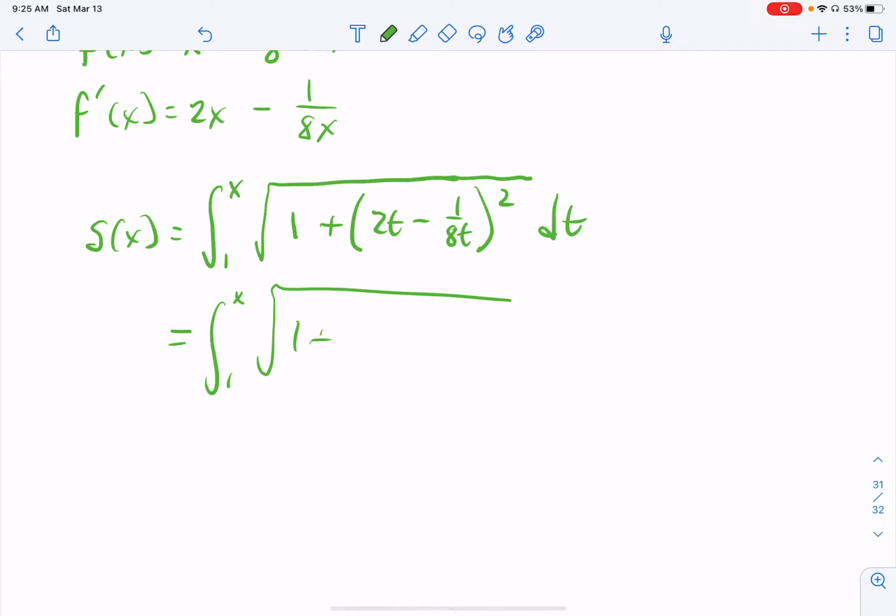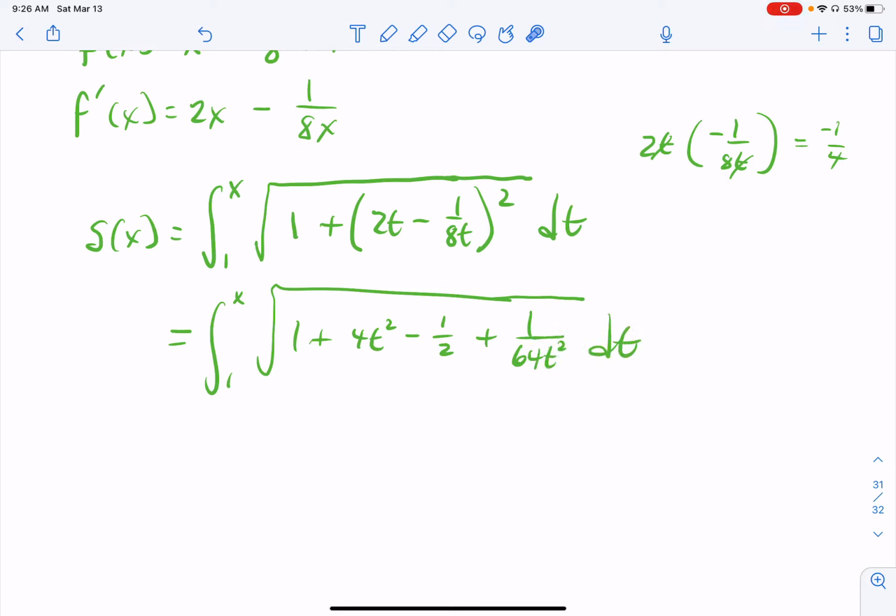Let's square this binomial out. I'd have 4t squared, and then multiplying these two things together, a 2t times a negative 1 over 8t. T's cancel, and then I think I get negative 1/4 from that. Negative 1/4, but I have to double it, negative 1/2, and then plus 1 over 64, that's a 4, t squared, dt. And then look what happens.